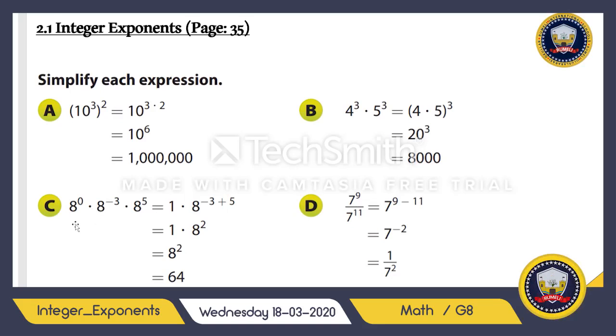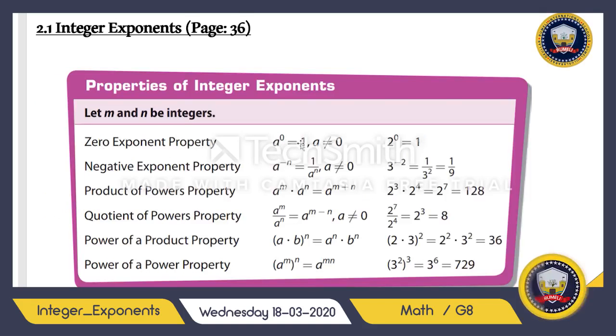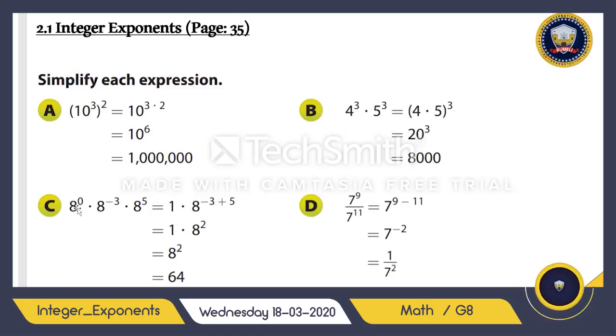Example c, 8 to the power of 0 times 8 to the power of minus 3 times 8 to the power of 5. Now, what is 8 to the power of 0? It is 1. Remember, we said any number raised to the power of 0 is always 1. So 8 to the power of 0 is 1, and 8 to the power of minus 3 multiplied by 8 to the 5, then this product is 8 to the power of minus 3 plus 5. Minus 3 plus 5 is 2. So 8 to the power of 2 times 1 is 64.